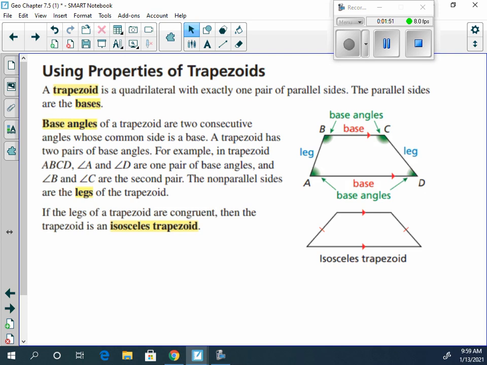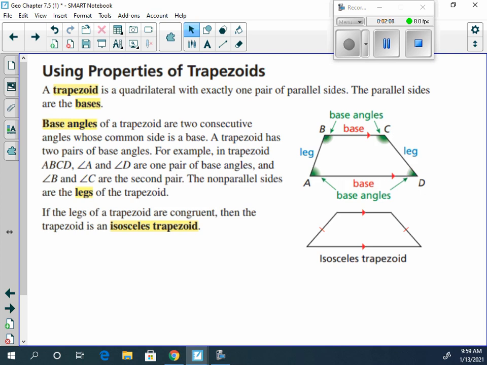But we cannot classify them as a parallelogram because they do not have what? Two sets of parallel sides. Because the main contingency for it to be a parallelogram is that it has two sets of parallel sides. These do not.